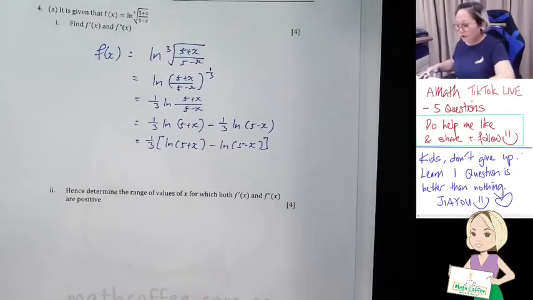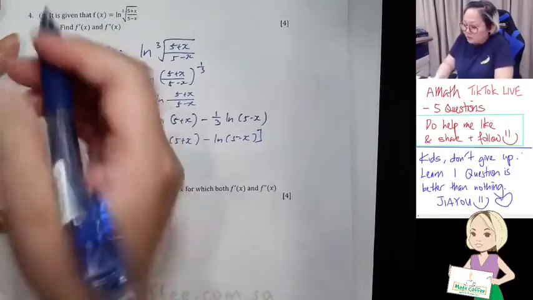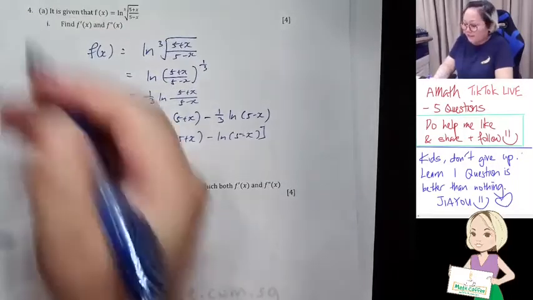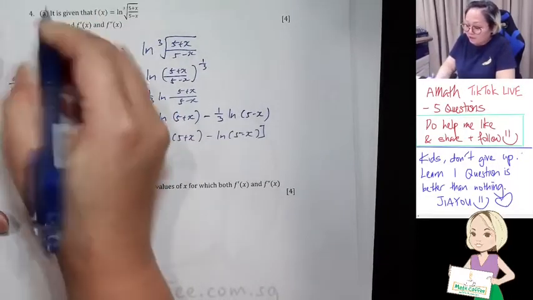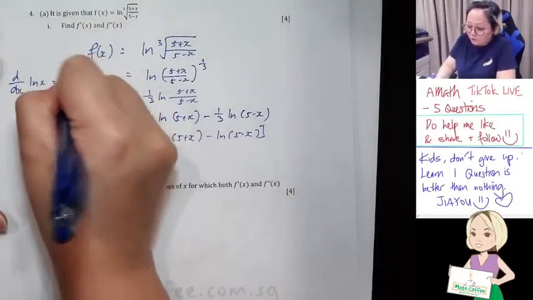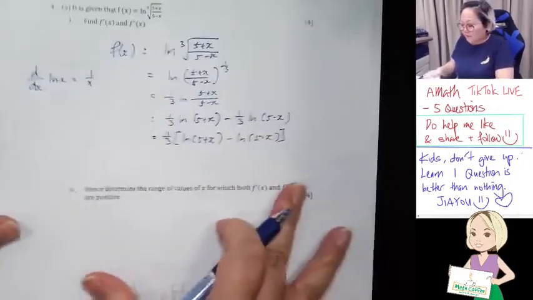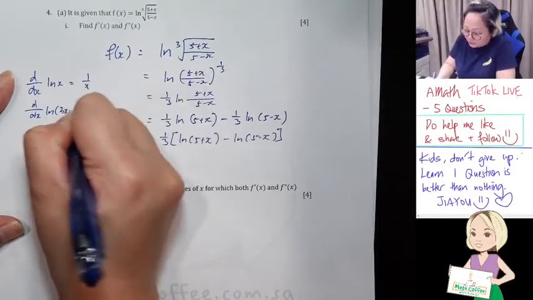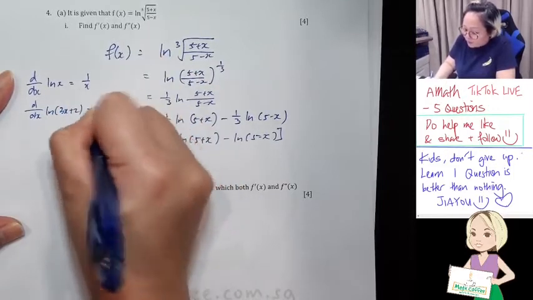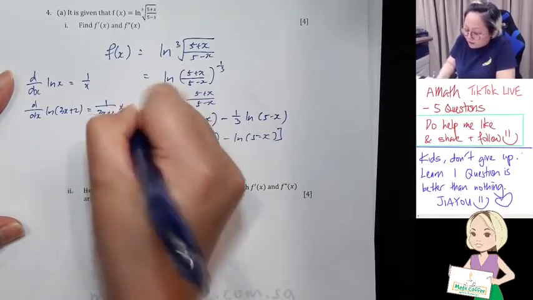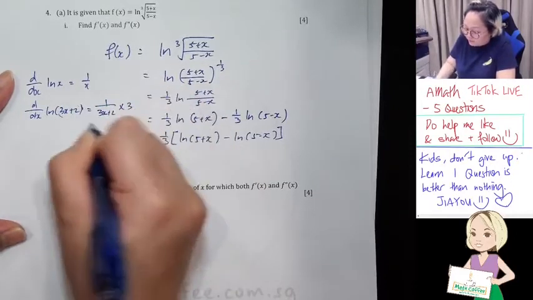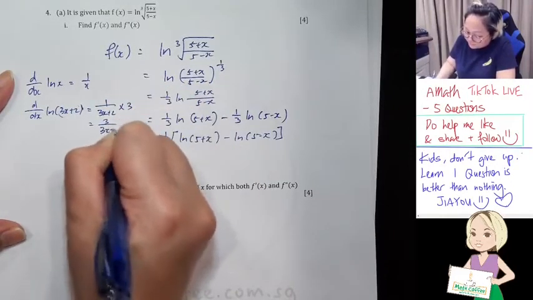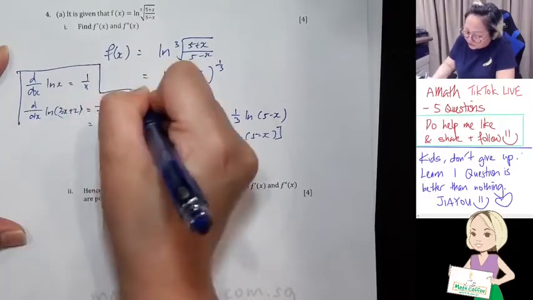So now we are ready to differentiate. Just to let you know, kids, differentiating ln is very easy because we know that, for example, ln x differentiates to just 1 over x. And if I want to differentiate ln of, let's say, 3x plus 2, it's just 1 over (3x plus 2) multiplied by the derivative of the inside. This is the differentiation of logarithm.